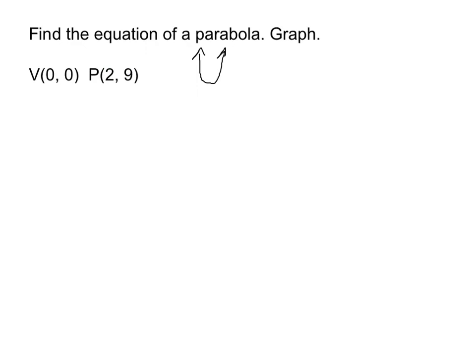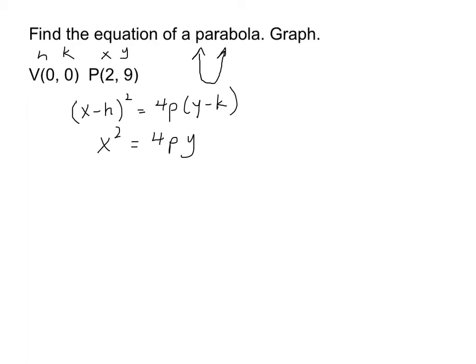So here's an example of how we might use the equations on the previous screen. If we're told that we have a parabola that opens upward and it has a vertex at (0, 0) and a point at (2, 9), we can find the equation of the parabola using the equation that we were given. So since it opens up, I have (x minus h) squared equals 4p(y minus k). Well, h and k are 0 and 0. So instead, I'm going to have x squared equals 4p y. The other point that they give us is the x and the y. I need to solve for p, or at least 4p.